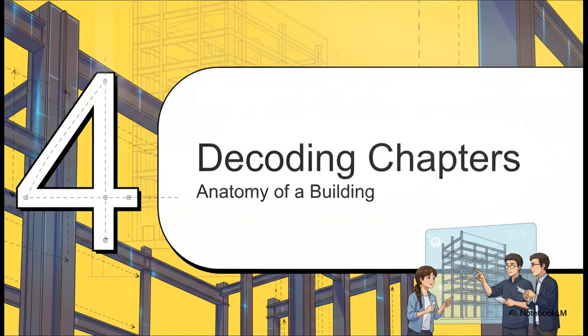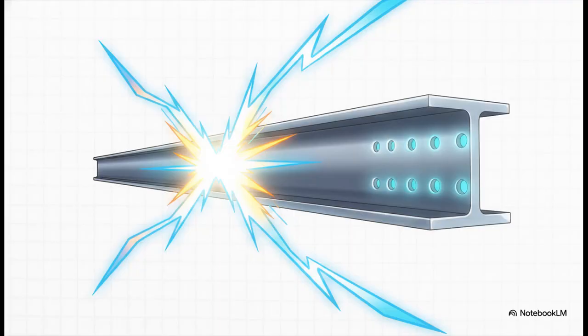Okay, on to Section 4, Decoding the Design Chapters. Let's look at the anatomy of a building. So the specification organizes a building's skeleton incredibly logically by isolating the specific types of forces a piece of steel might face. First up in our rapid-fire chapter tour is Chapter D, covering tension. Just imagine this force as pulling a structural member apart like a giant rubber band.